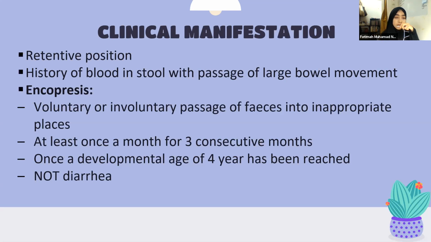So encopresis is defined as a voluntary or involuntary passage of feces into inappropriate places. And this has to happen at least once a month for 3 consecutive months. And the child has to reach at least a developmental age of 4 years old. And it is important to note that encopresis is not diarrhea and also not due to another substance such as laxative or underlying medical illness. Next.